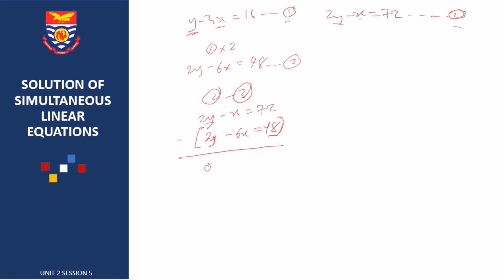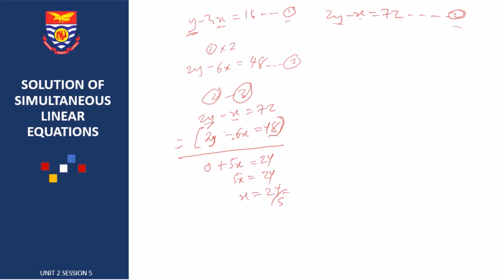Now, 2y minus 2y, I'll get 0. Minus x minus 6x, minus 6x gives me positive, so minus x plus 6x. What will I get? I'll end up getting 5x. It's like you owe one orange, then you go and settle with 6. It means that they will have to balance you with 5. Now 72 minus 48, what will I get? I'll get 24. Now in this case, I'm going to get 5x equal to 24. I'll make x the subject. It will be 24 divided by 5.